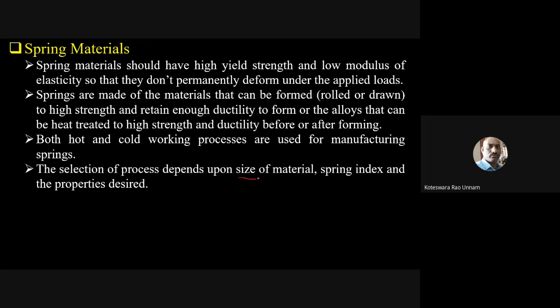One is the size of the material, then the spring index required. We will see what the spring index is while going into the terminology of the springs. There we'll see what the spring index is, and also the properties desired. So based on these three parameters, the type of process will be chosen so that the spring can be manufactured.